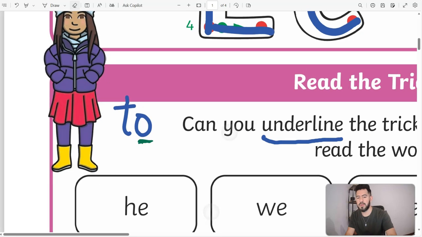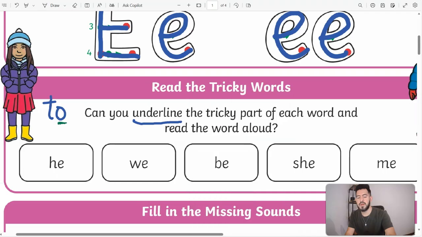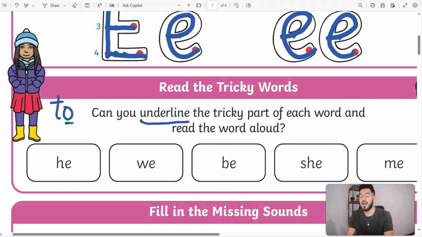Now, if we take a look at the other tricky words in the activity, there we go. We have, for example, he. So which one should be the tricky part? H or e? Think about it. The same with we. Think about these two sounds there. W, e, we. Which one is the tricky part? W or E? In this case, it's E, right?